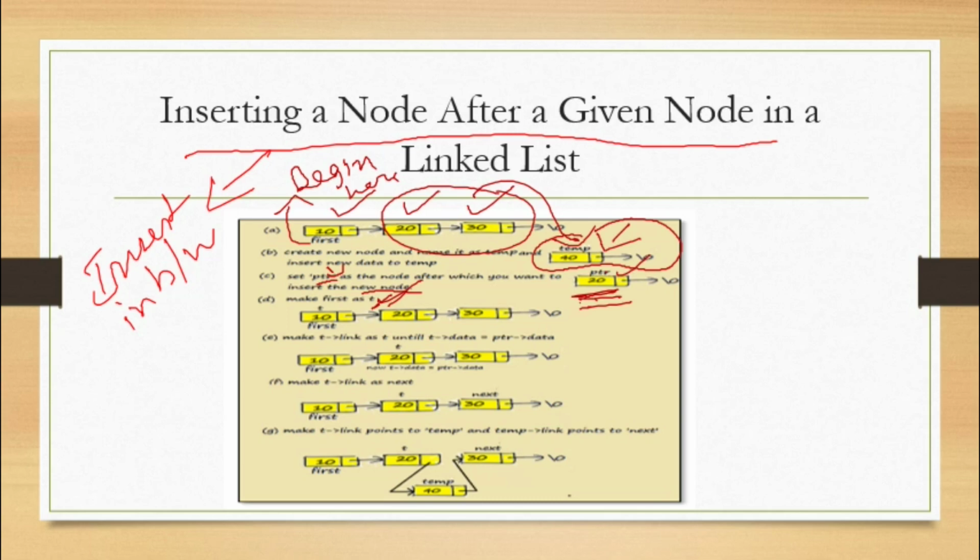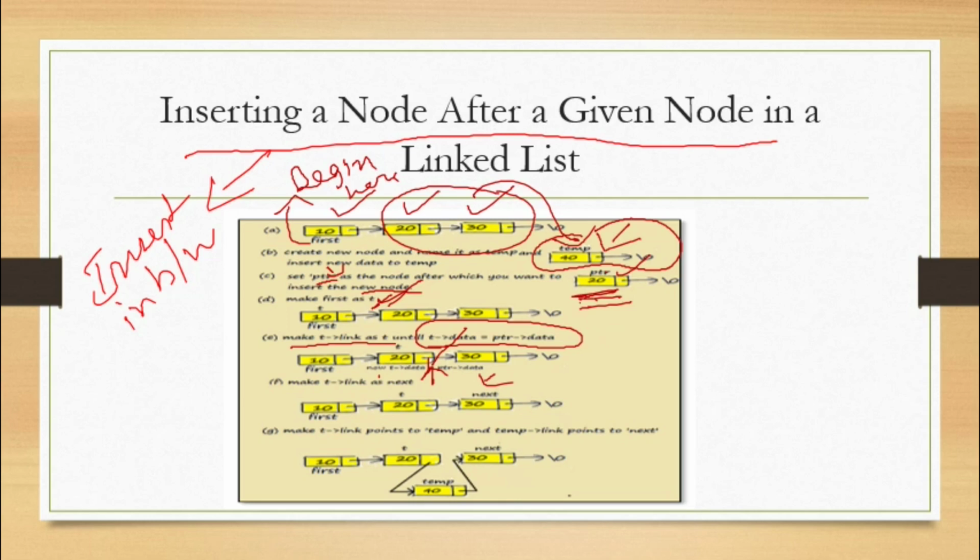Next, you have to move. How do you move? Make t equal to t of link. That is what they are telling us in algorithmic way. So t of link as t until t of data is equal to pointer of data. When t of data and pointer of data match, till there you need to go. So when t reaches here, this will become true. Then you need to take one more pointer, which is called next.